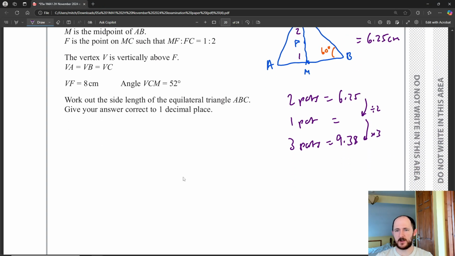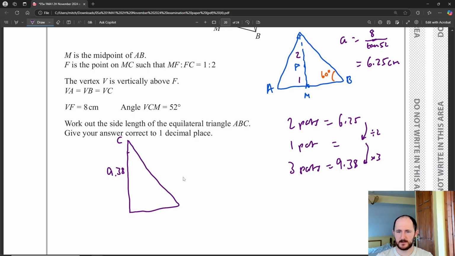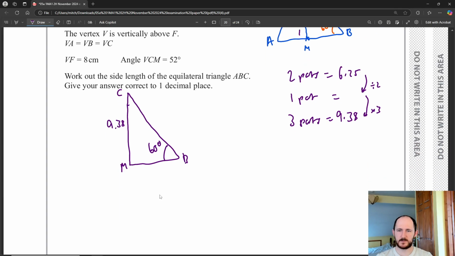I'm going to draw out that triangle again that we're using. We've got 9.38. Again, this is CMB. 60 degrees. And we're working out the length C to B. So again, we use trig, same as usual. That's the opposite side. This is the adjacent side. This is the hypotenuse. So we're using O and H.